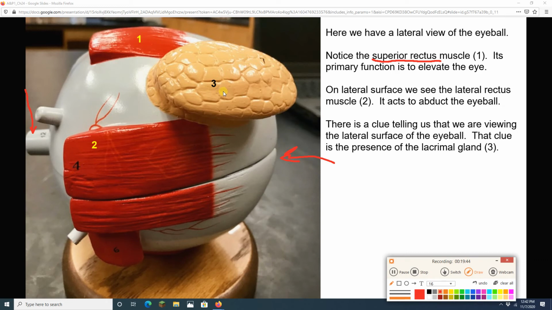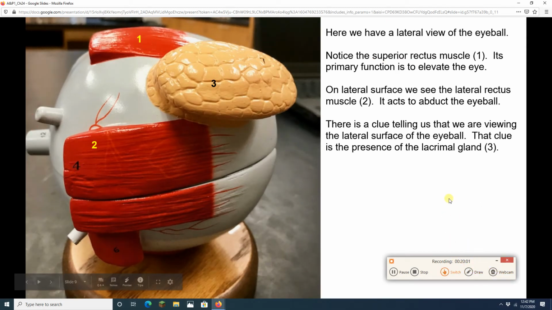Lacrimal gland, of course, makes your tears. The tears of joy you're going to be crying when you do really well in this test. That's what you're going to use, your lacrimal gland. All right, that's 2 muscles we've done there. Let's do a couple more.